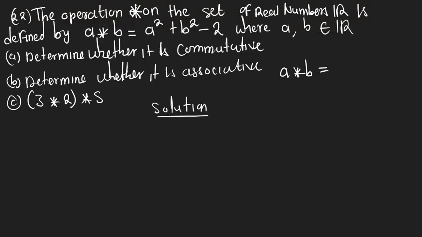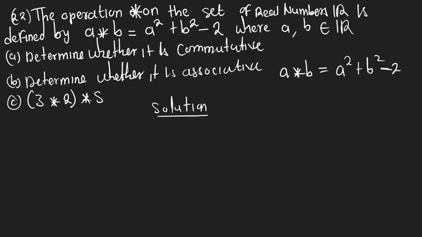Okay, this was saying A to the power 2 plus B to the power 2 minus 2. Guys, I said for such type of questions, notice that every time you perform star on two elements A and B, your equation produces A to the power 2 plus B to the power 2. Then you are always subtracting a 2. Every time you do this, you are always subtracting a 2.